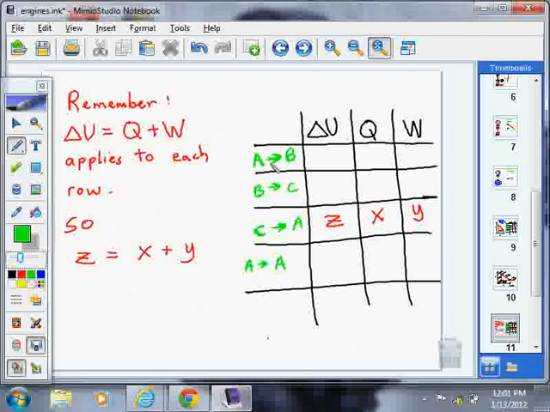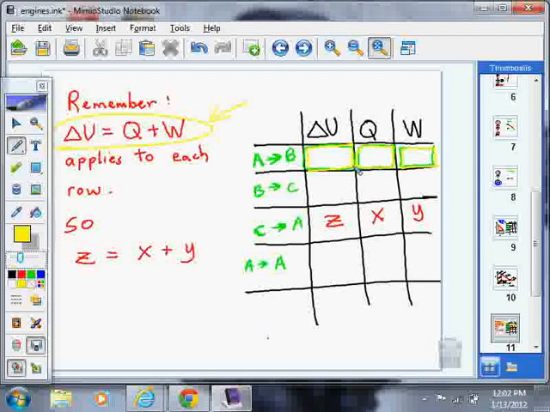You're going to have to calculate the change in internal energy, the amount of heat added, the amount of work done. But one thing to remember, folks, is that this formula right here, the first law of thermodynamics, applies to each row. So look, if you know what this is, and you know what this is, you can use this formula right here, add them together, now you know what this is.